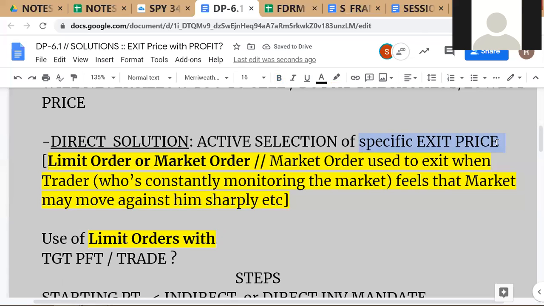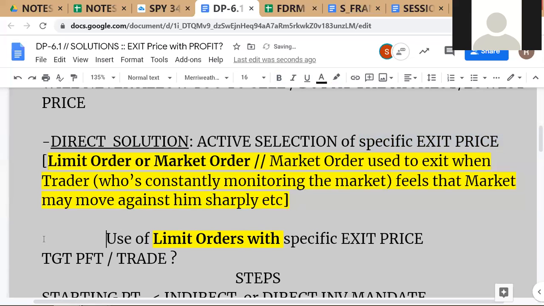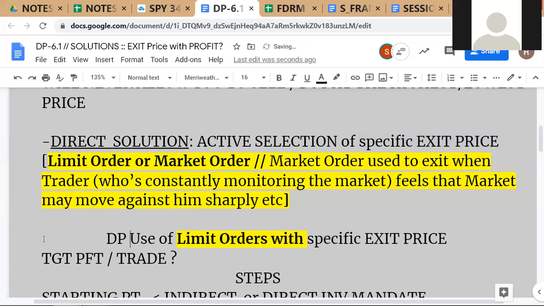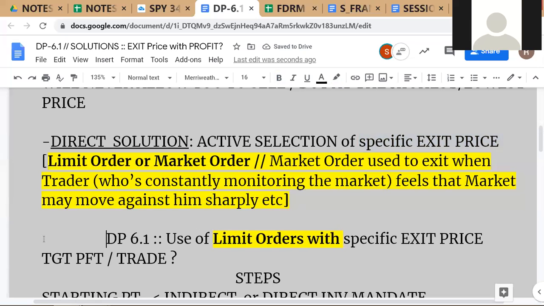So this is the problem that we are going to deal with today, which is active selection of limit orders, use of limit orders with specific exit price, for DP 6.1. Let's look at this now.